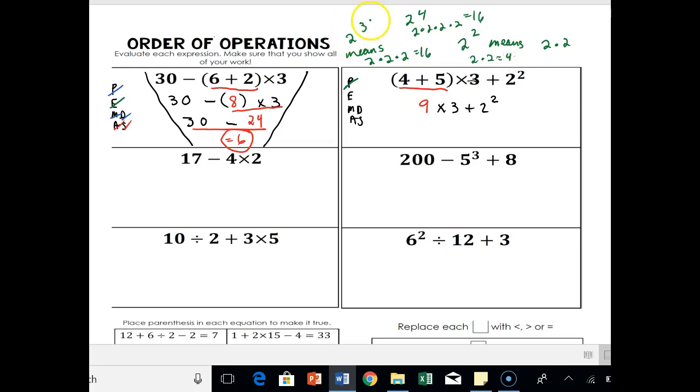It's never just 2 times 3 or 2 times 4. It's 2 times itself that many times. So in this case, this exponent becomes 4. We drop everything else down. 9 times 3 plus 4.